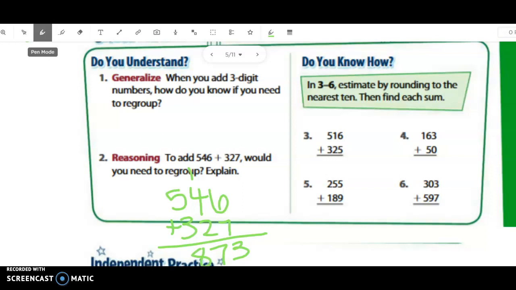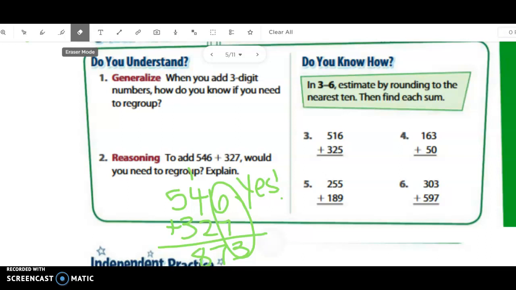So did I have to regroup? Yes, I did have to regroup because there was one more than 10. Sorry, more than 9. 10 you would also have to regroup. Make sure you have that written down. And you have answered number 1.